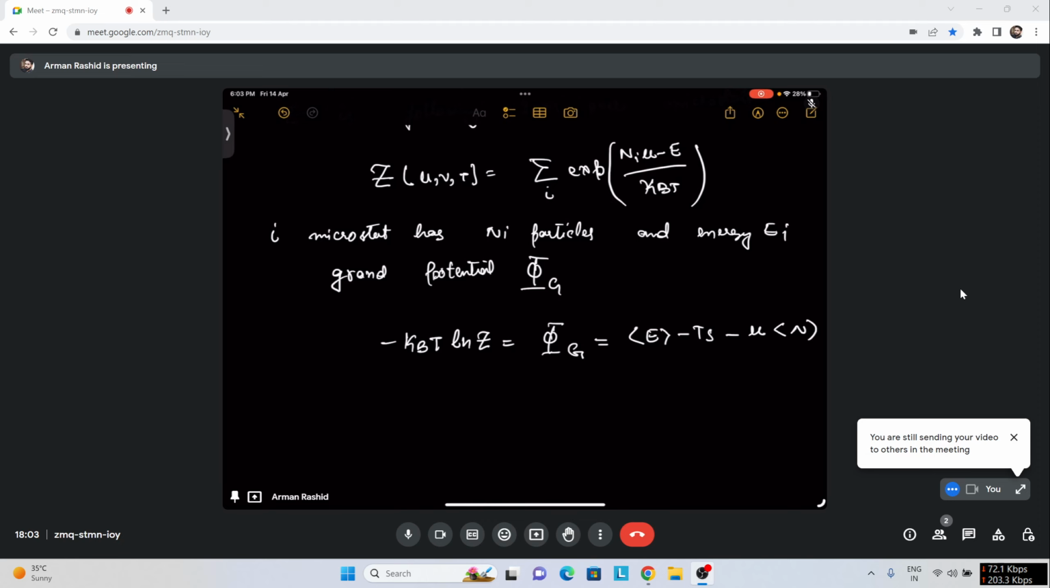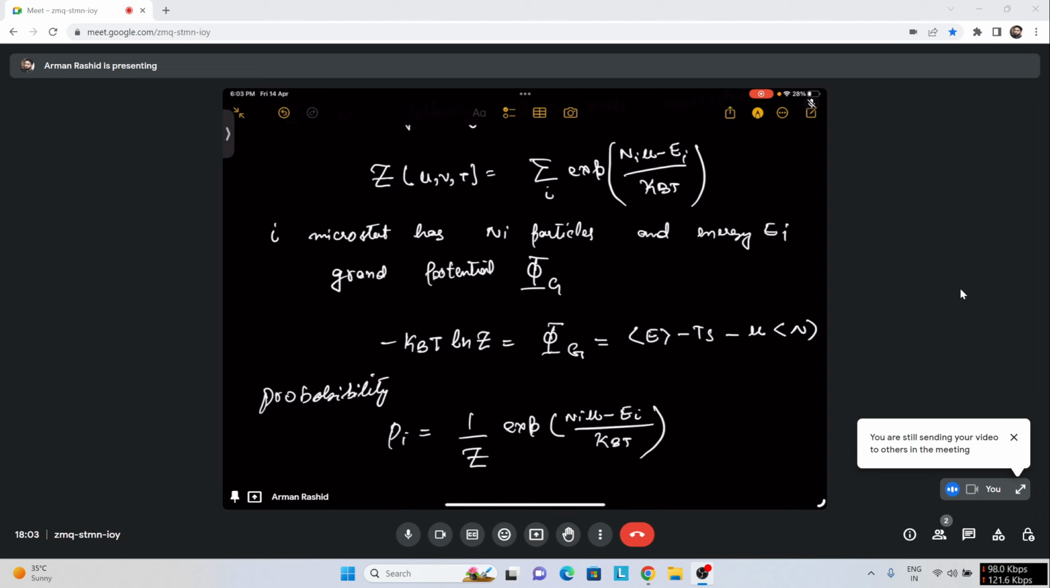Therefore the probability p_i will be given by 1 by Z, the grand canonical partition function, times the exponential of (n_i mu minus e_i) by k_B T.